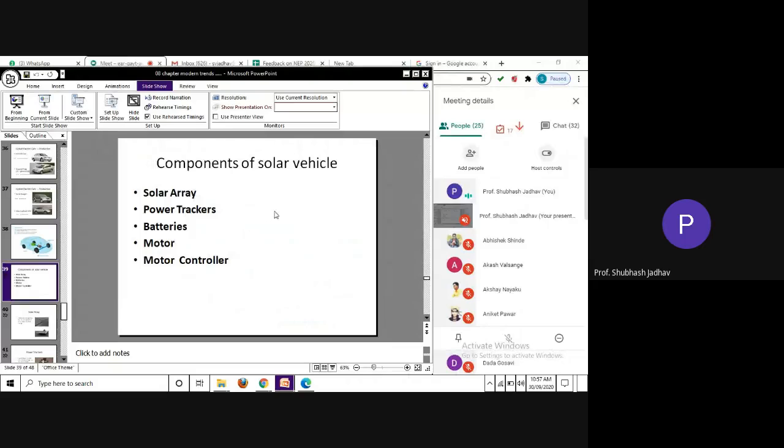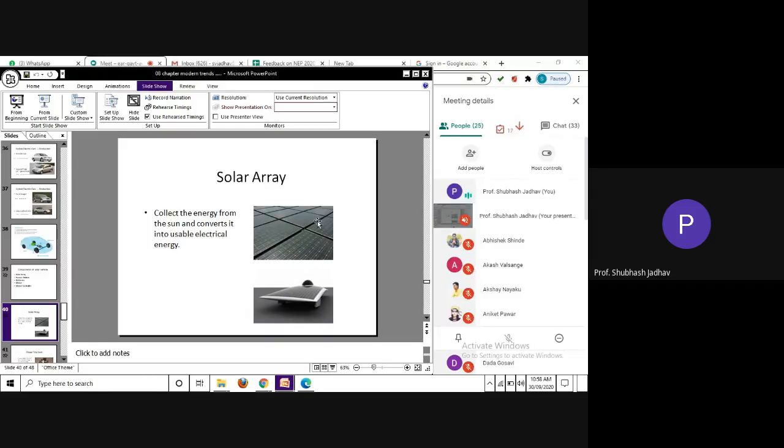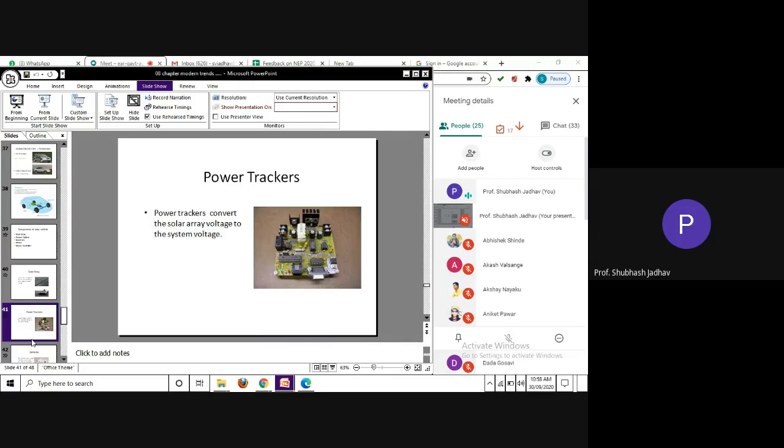Now moving ahead to components of a solar vehicle. So we do have so many solar vehicles nowadays, and we have solar array, power tracker, batteries, motors, motor controller. All these are the components of solar vehicles. So this is how the solar arrays look. Nowadays you might have seen the different vehicles, and you can see the solar arrays like this.